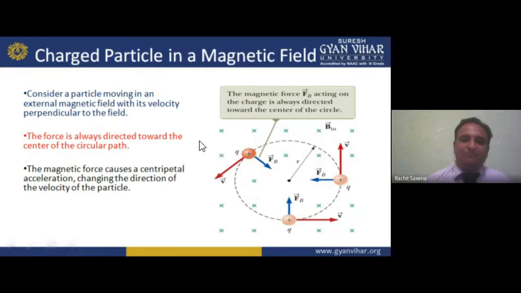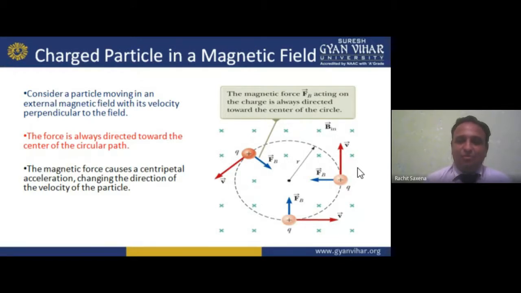Now the magnetic force causes a centripetal acceleration, it is coming to the center, so centripetal acceleration, changing the direction of velocity of the particle. Now the velocity of the particle is changing due to this force because it is moving towards the center. All charges try to move to the center side. So what happens, centripetal acceleration takes place.